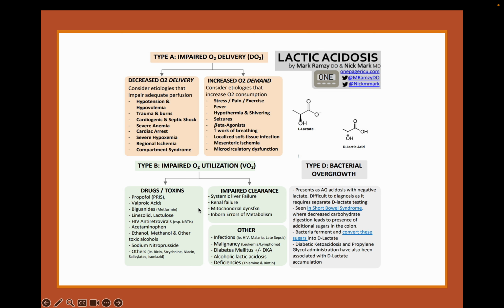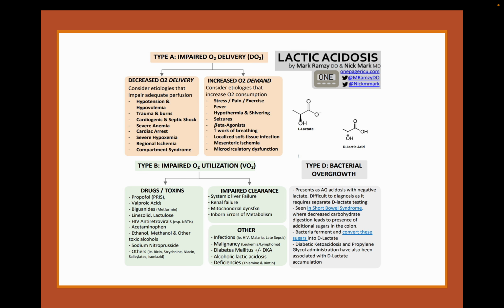Impaired clearance also. If lactate is not properly cleared, lactate is generally converted to bicarbonate in the liver. So if there is liver failure or chronic liver failure, renal failure also, or any mitochondrial dysfunction where the lactate is converted to bicarbonate, this can also cause an increase in lactate. So this is type B lactic acidosis. This is due to impaired oxygen utilization per se, whereas type A is due to decreased oxygen delivery. So these are all causes of L-lactic acidosis.